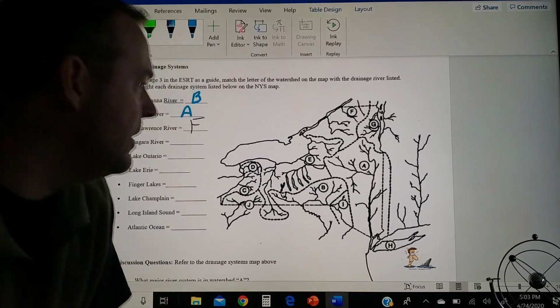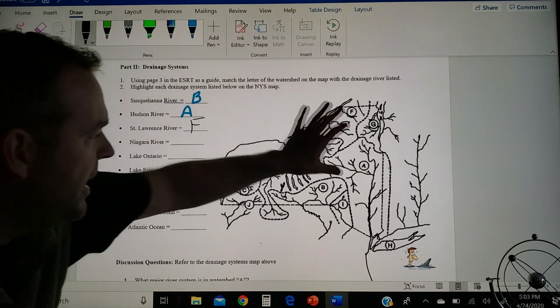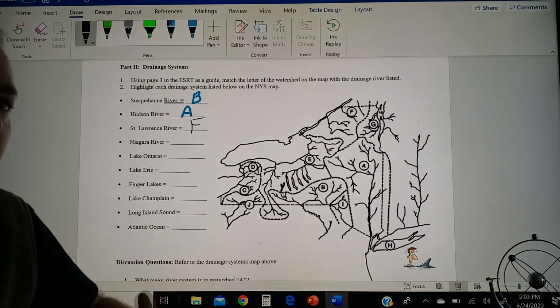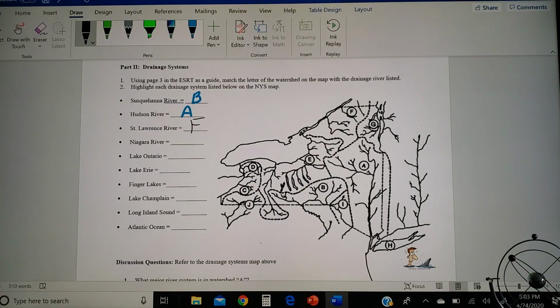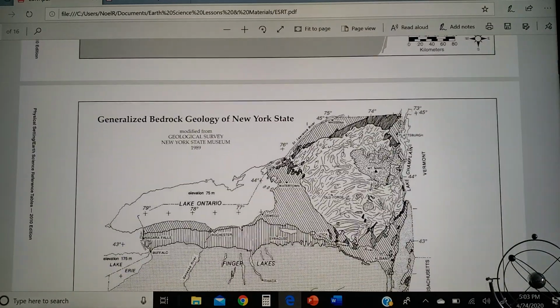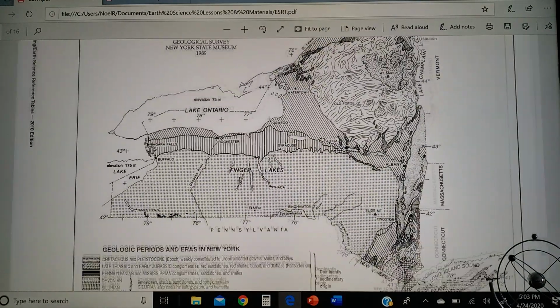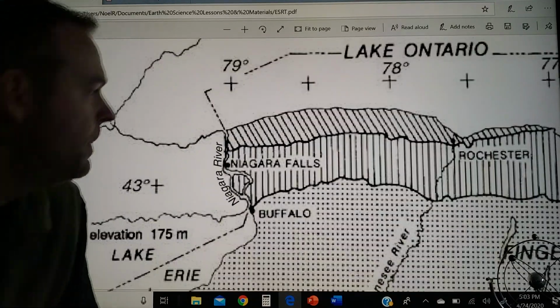All right, I'll do one more with you. The Niagara River. Again, it's not labeled on here. I got to go back to my reference tables. I'm looking for the Niagara River. I look all over New York State, and if I zoom in, there it is.